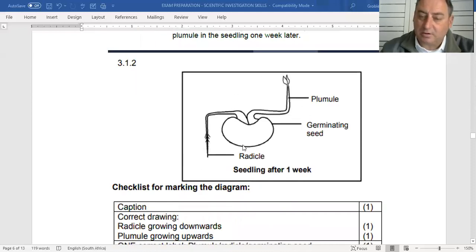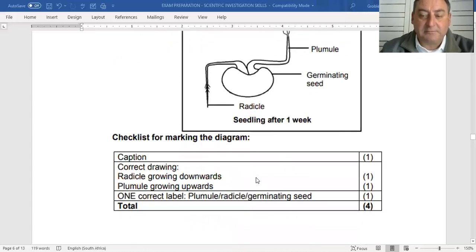The learner had to draw, obviously, the root growing down and the stem growing up, but you must always give a heading. You can write the heading at the top or here at the bottom, but we call it the caption.